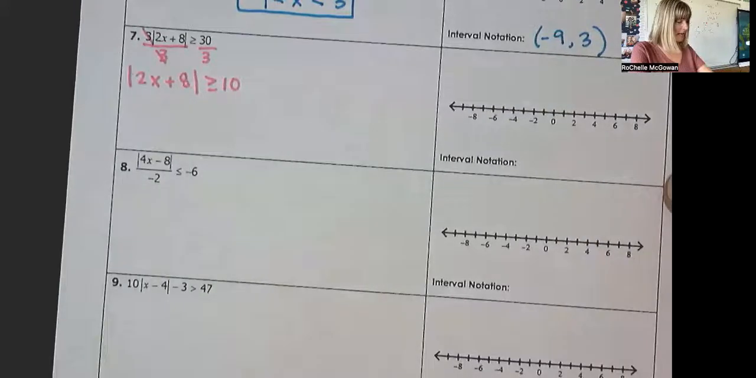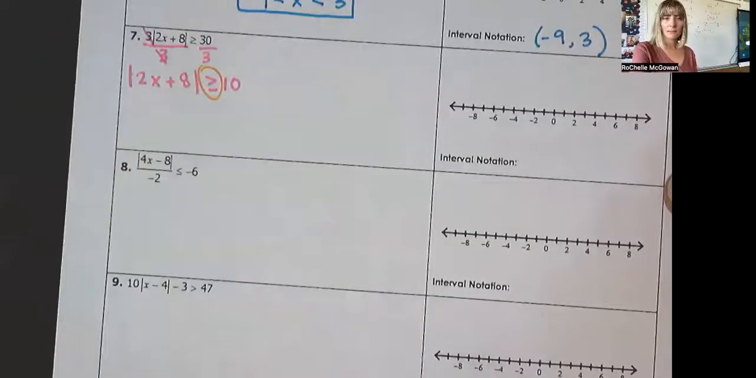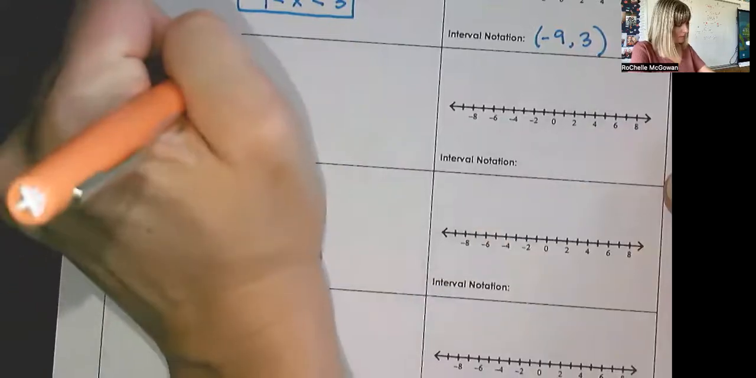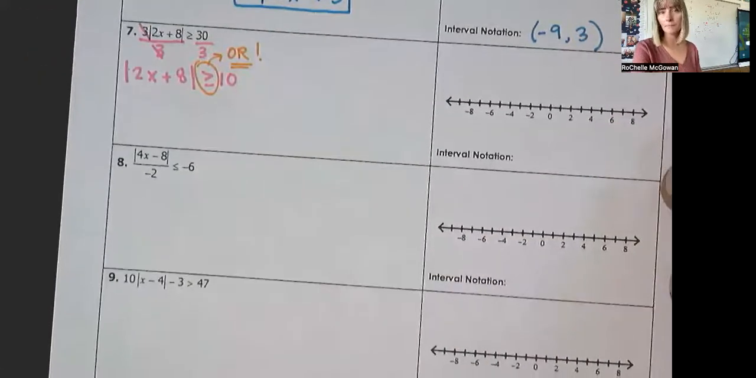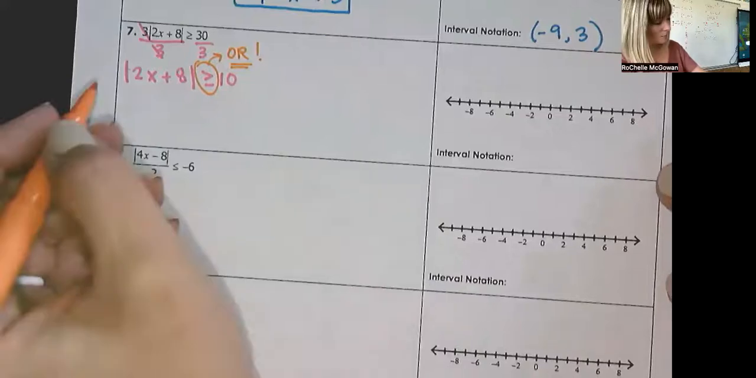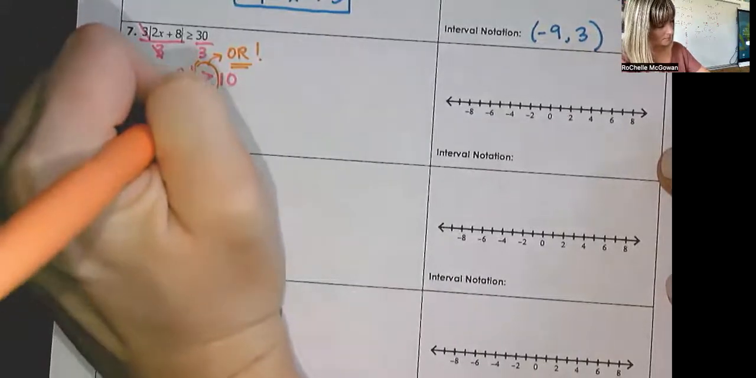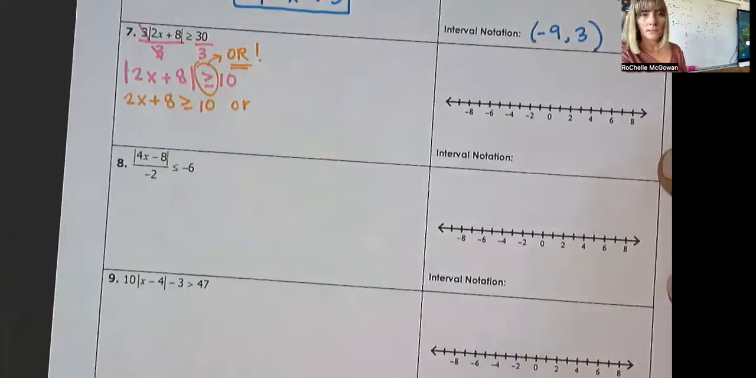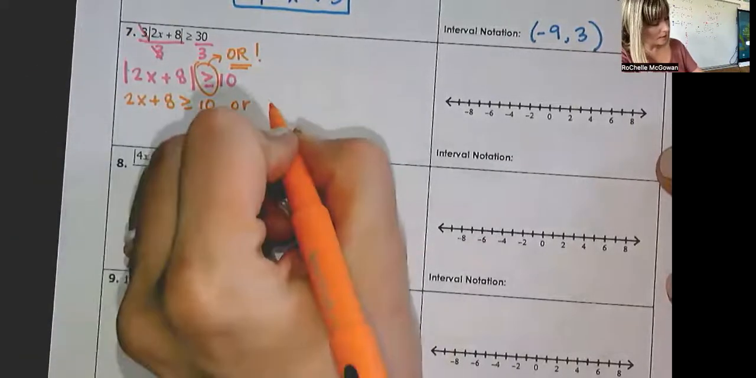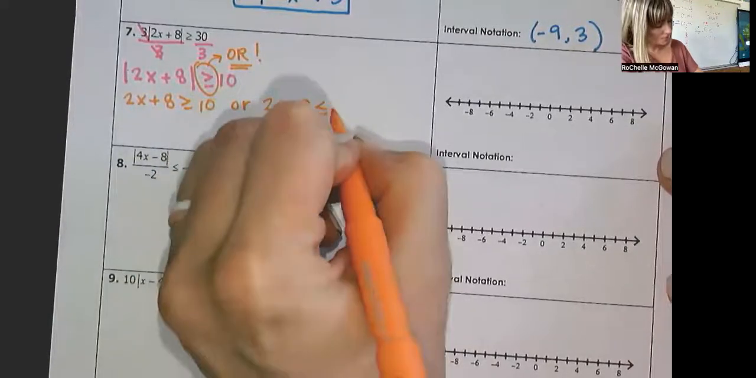Now I am ready to say, oh, this is an "and" statement. What? No, this is an "or" statement. Greater than means "or," right? So I am going to copy the original one. I'm going to write the word "or," and now I'm going to keep it, switch.